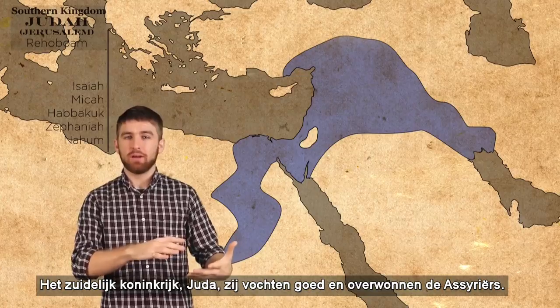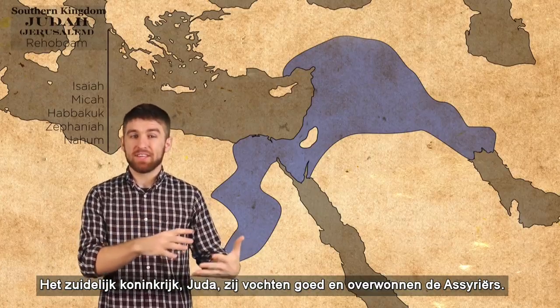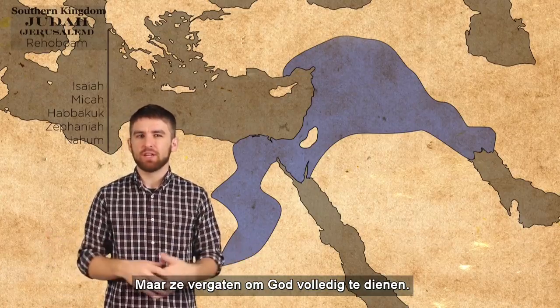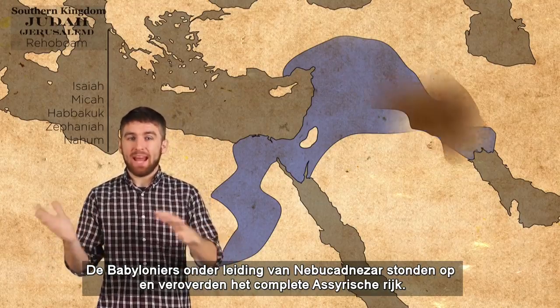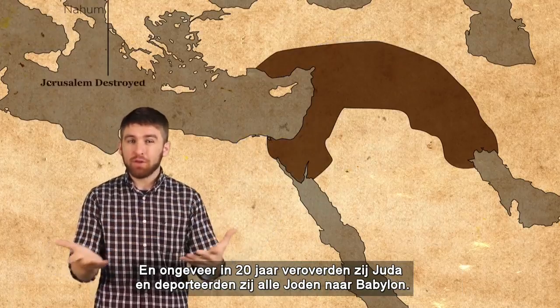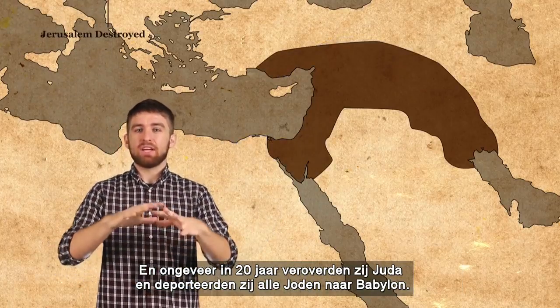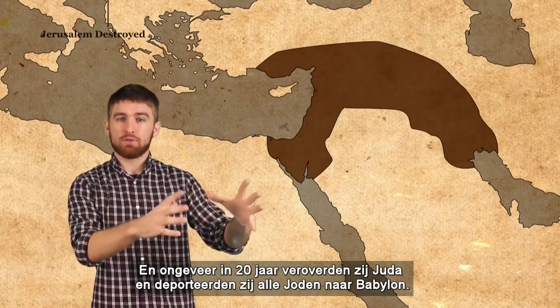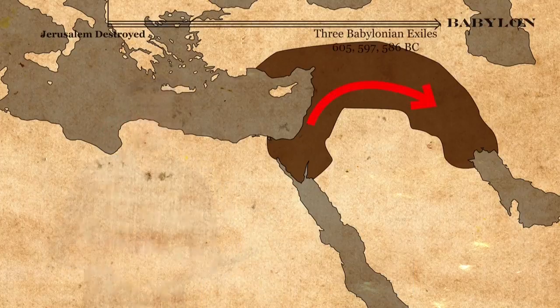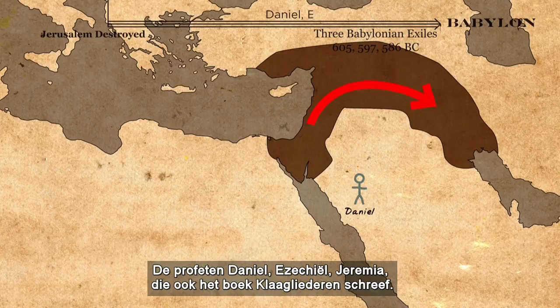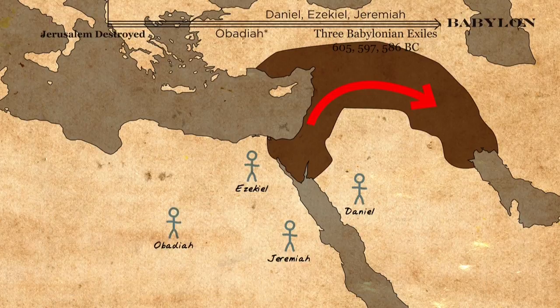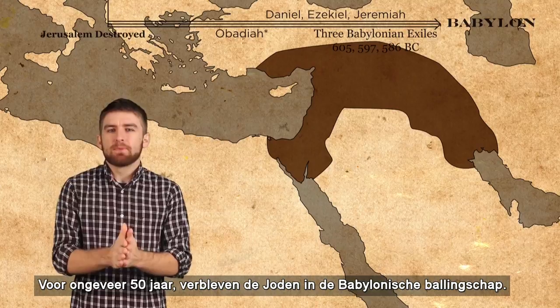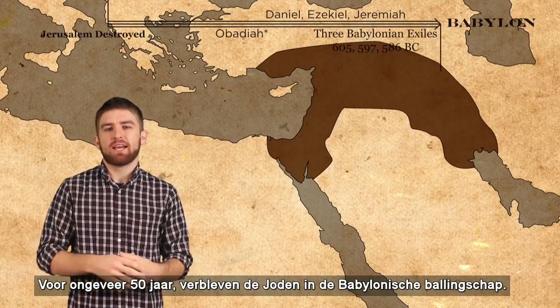The southern kingdom of Judah, well, they put up a good fight and they survived the Assyrians, but they failed to serve God fully. The Babylonians, under King Nebuchadnezzar, rose up and wiped out the Assyrian Empire, and over the course of about 20 years, conquered and deported all of the Jews from the southern kingdom of Judah back to Babylon. The prophets Daniel, Ezekiel, Jeremiah, who also wrote the Book of Lamentations, and probably also Obadiah, they all prophesied around this time. For about 50 years, the Jews stayed in Babylon under Babylonian exile.